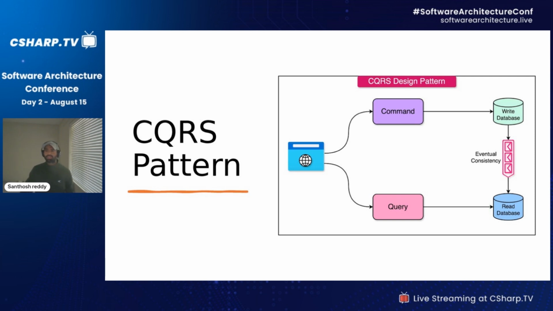And the third one is basically the CQRS pattern. This is a design pattern that separates the read and write operations of a system. It allows for better scalability and performance by optimizing the system for each type of operation.